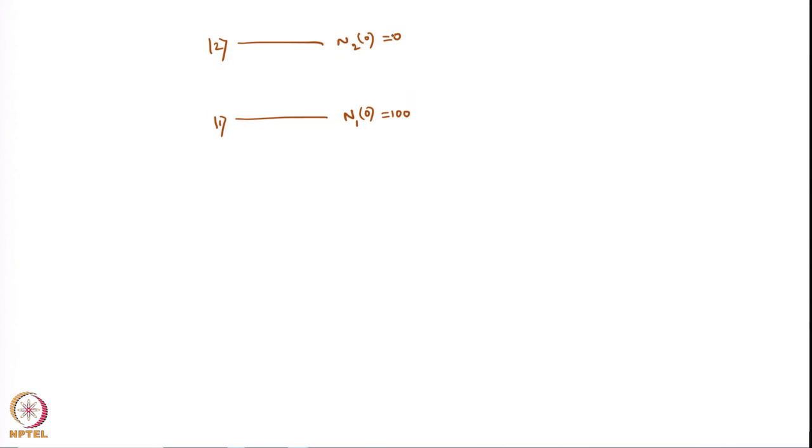And then what you do is you shine light. At some point of time you shine light h nu corresponding to delta E, that is equal to E2 minus E1. Then what will happen? You will transfer some population. Let us say some population x percent has been moved to state 2. So, what you get is at time t, N1 will be 100 minus x, and N2 of t will be equal to x. Now, after that you switch off the light.